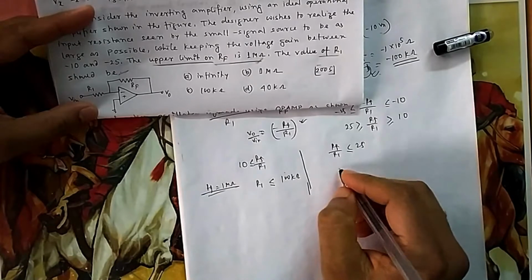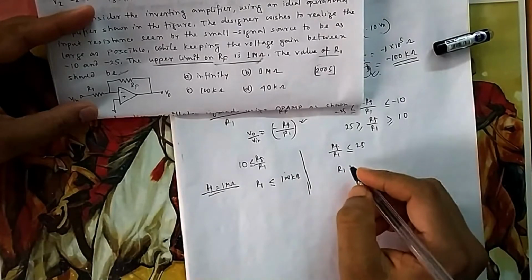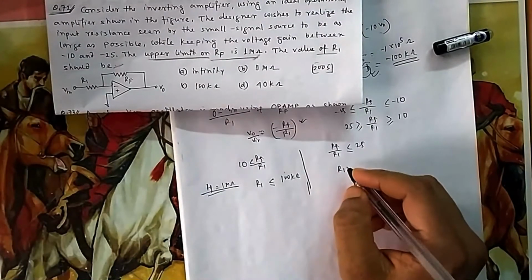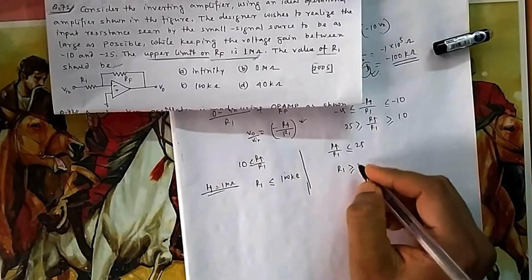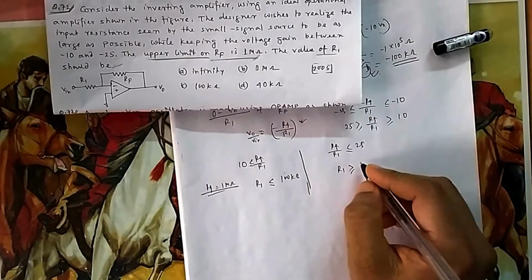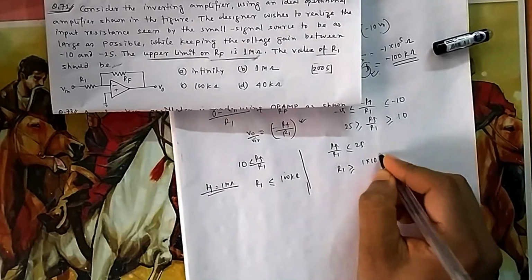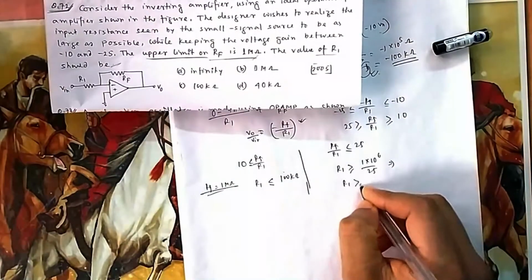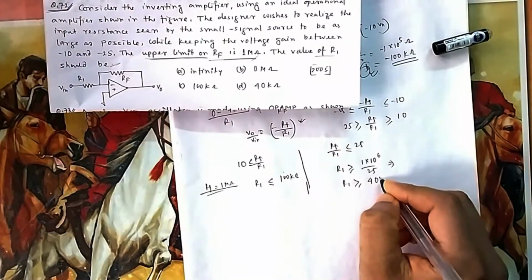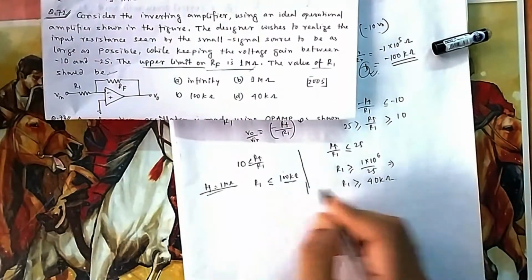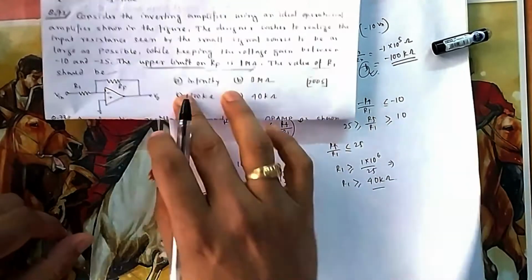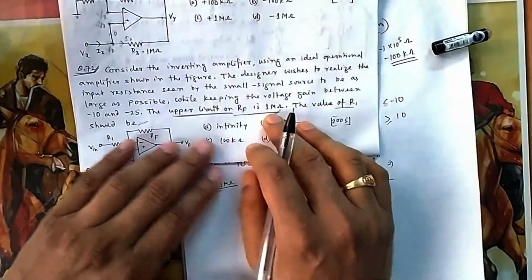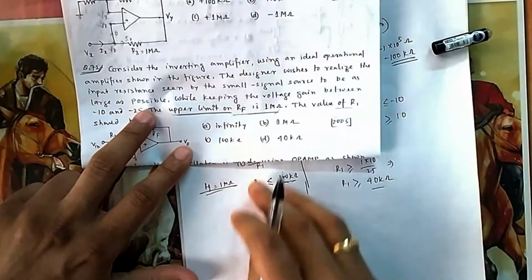Okay, and here R1 will be greater than or equal to RF by 25. RF is 1 into 10 to the power 6 divided by 25, which implies R1 will be greater than 40 kilo ohm. So you can see both these options are there, 100 or 40. And you can think that because they are asking for the largest, go by 100.